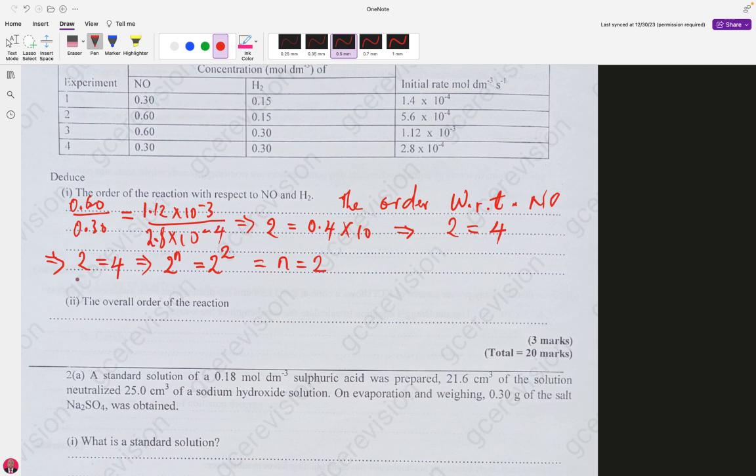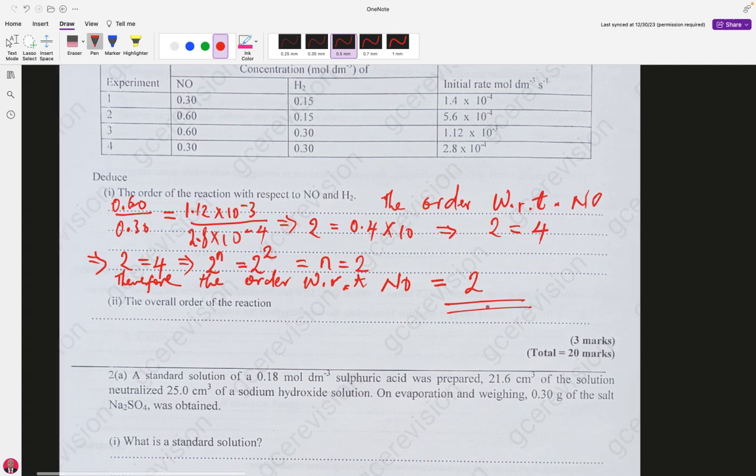And if n is equal to 2, therefore we can conclude that the order with respect to NO is equal to 2. That is second order. Now that is the order with respect to NO.